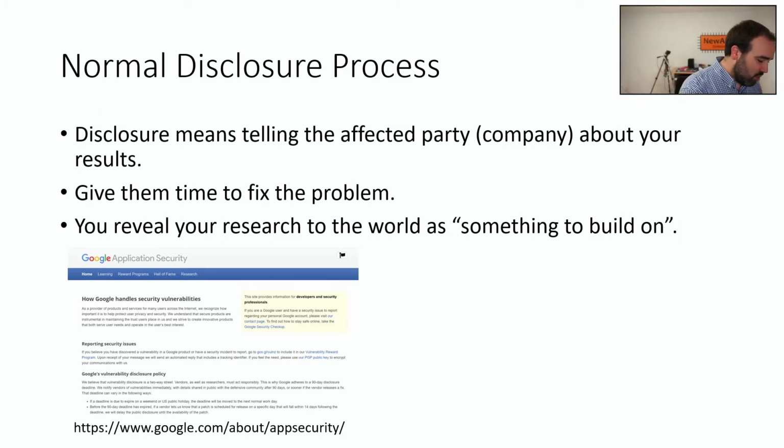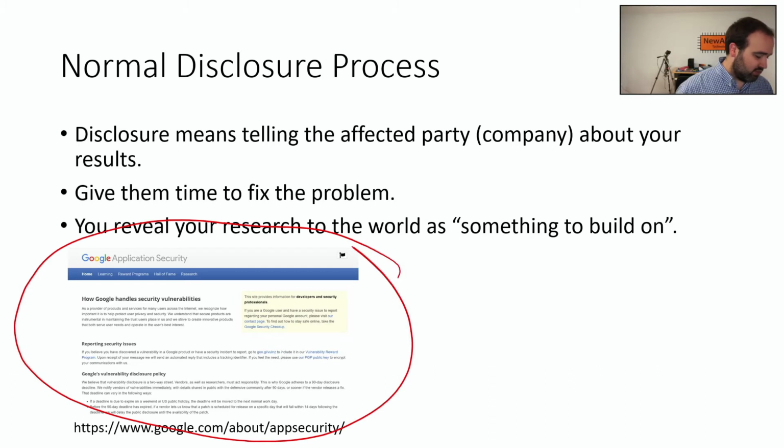Because of this, most companies have a page like Google's application security page, and if you Google most companies plus security, you'll find one of these pages. It basically says, if you have a security vulnerability, you can tell us about it, and we have some system to report it so that you know how long you have to wait and things like that.